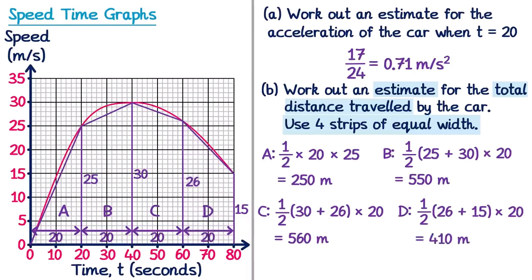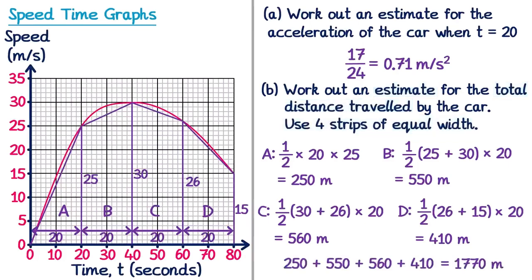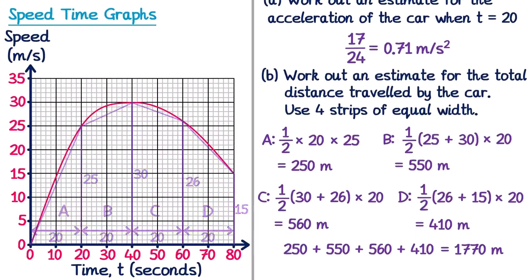So to get the total distance travelled, we want the total area, so we add all 4 of these together. And the total for all 4 of those is 1,770 metres. Once you've worked out an area like this, it's quite common for an exam question to follow up with something like this.